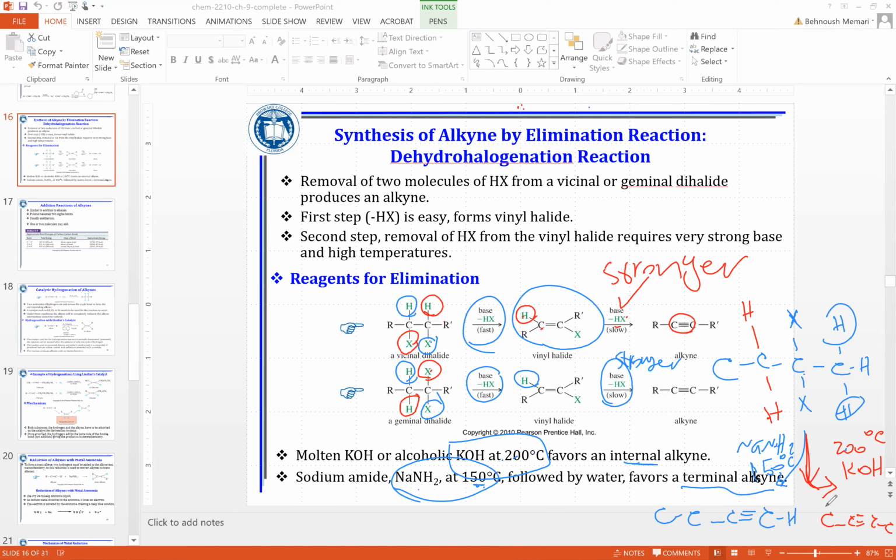Okay. So if your condition is 200 degrees and KOH, you get internal alkyne. If the condition is 150 with sodium amide, you would get terminal alkyne. Okay.